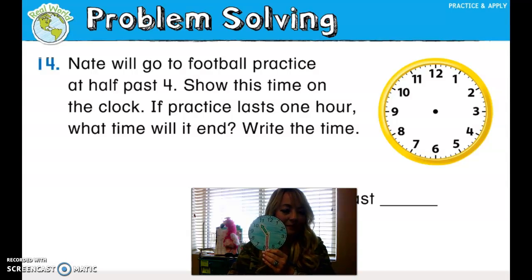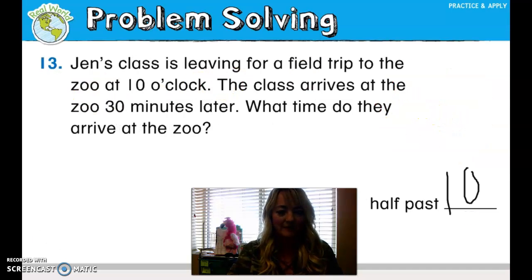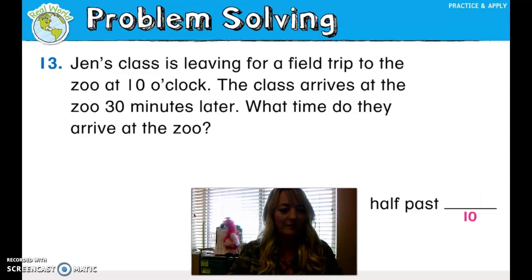Okay, number 14. So here we have to draw the hands on the analog clock. Oop, did we have to do that the last time? I didn't look. No. Okay.